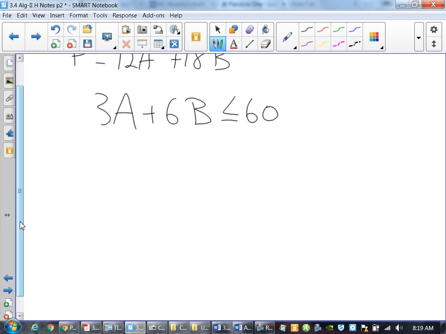And then the other one talked about money. So then the money one, 75A plus 50B is less than or equal to 600? Perfect. 50B. Can you have negative cabinets? No. First quadrant problem.